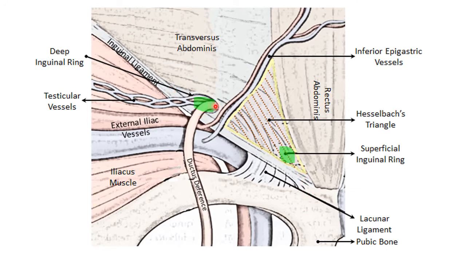So these are the two important marks, and between these two is the inferior epigastric artery, which is a branch of the femoral artery. This inferior epigastric artery goes upwards and medially towards the midline of the lower abdomen.